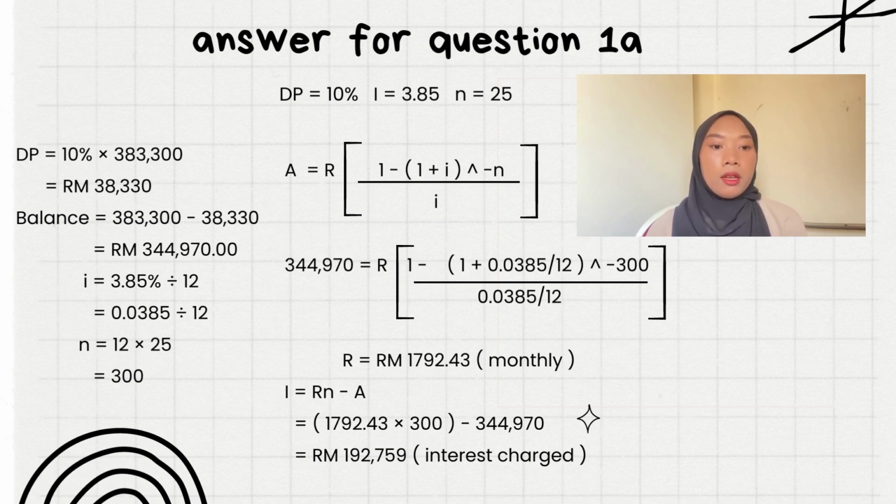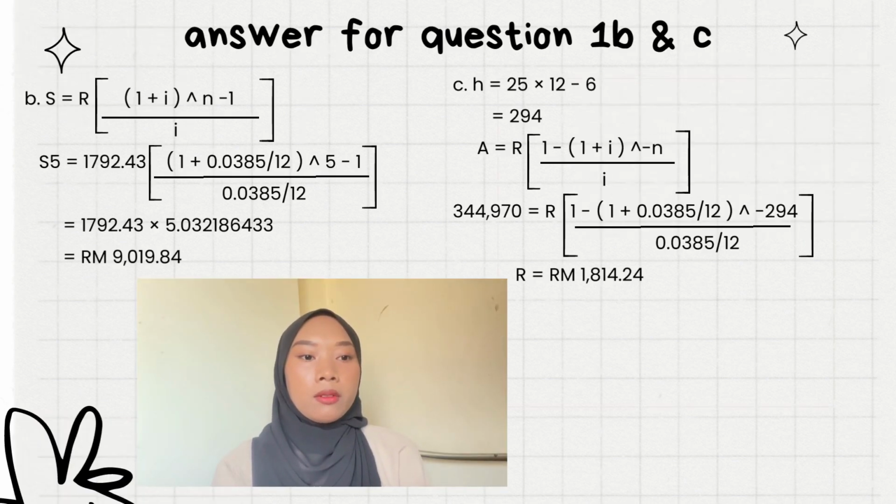The next is we have to find the interest charge, which is we use the formula I equal to Rn minus A. So the Rn is 1,792 ringgit 43 cents multiplied by 300, and minus A, which is 344,970 ringgit. So the interest charge is 192,759 ringgit.